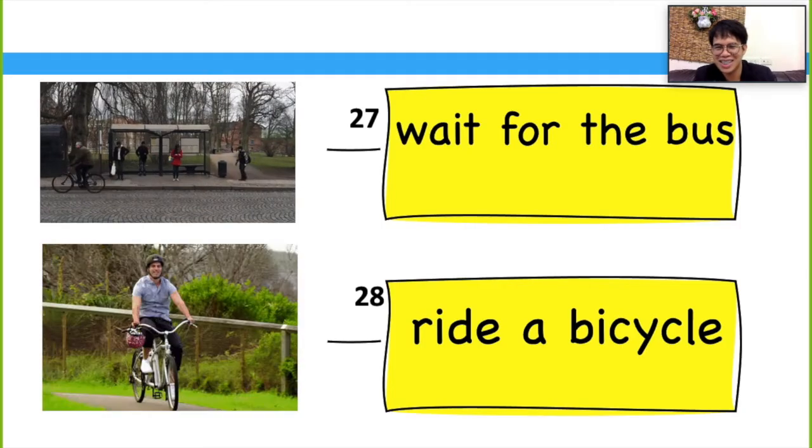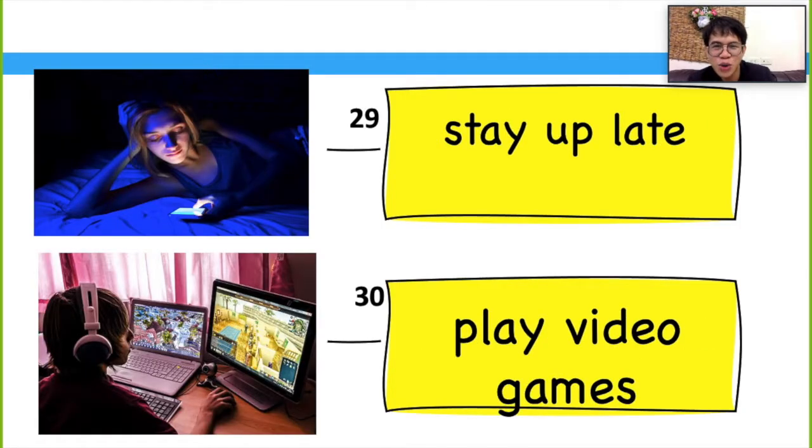Ride a bicycle. 29, stay up late. Stay up late. When I say stay up late, it means you sleep late. Alright? So, for example, you are texting with someone, you are talking to your boyfriend or to your girlfriend. So usually you stay up late.